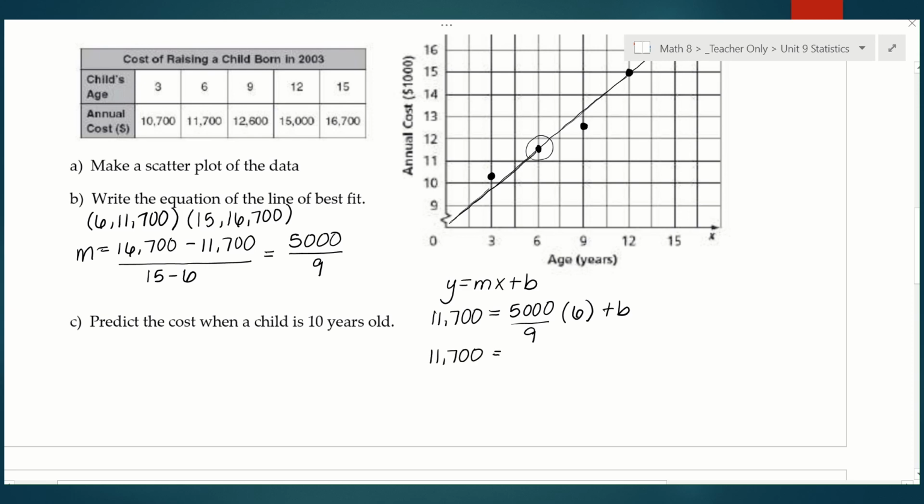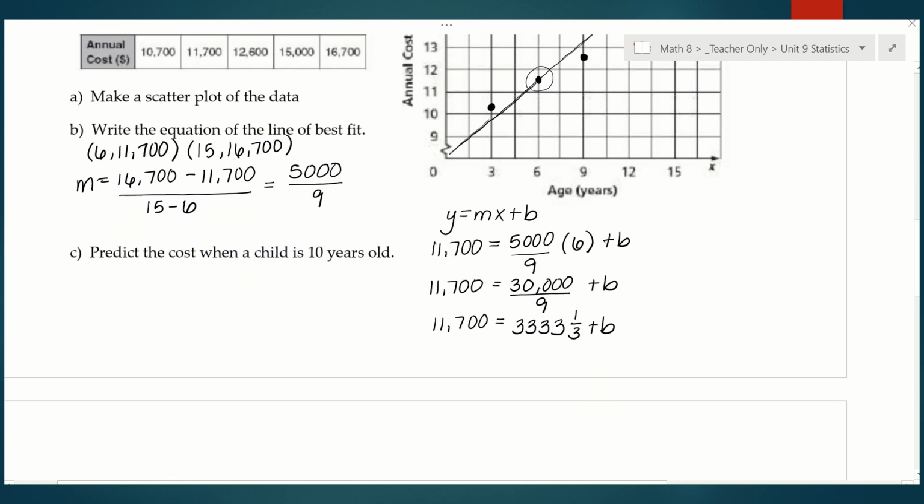Okay, so we have to figure out what the slope times my x coordinate is. So let's see. I am going to be getting a repeating decimal, so I'm going to try and leave this as a fraction. I'm going to do 5,000 times 6, which is 30,000 over 9. Okay, so then what we have to do is subtract 11,700 minus this 30,000 over 9. Now, I will simplify that for you guys because I know typing that into your calculator might be kind of strange. So this is 3,333.3 repeating, or a third.